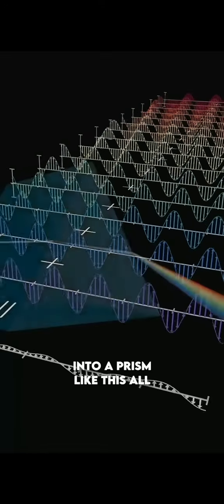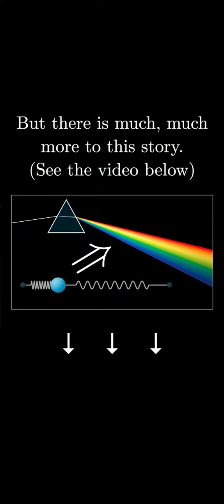So when you shine white light into a prism like this, all those different components get refracted by slightly different amounts, causing this iconic separation of the pure rainbow colors.